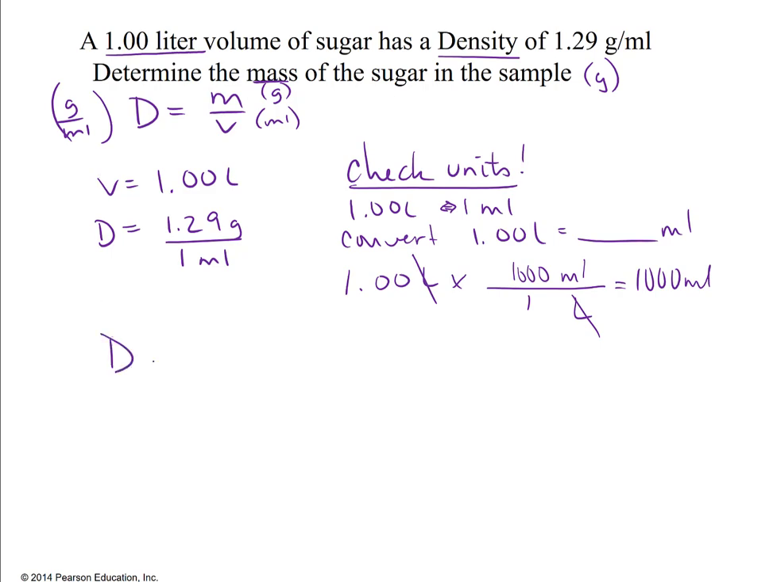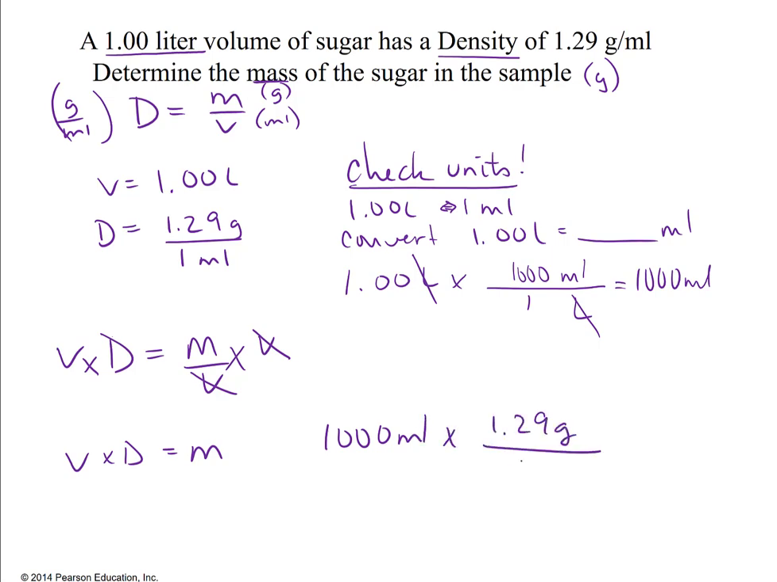So in rearranging this formula, I want to find M. So D equals M over V. Remember, in algebra, you can move a unit from one side of an equation to the other side by multiplying or dividing. So if I multiply both sides times V, volume will cancel, and so volume times density is equal to mass. Here's my volume, 1,000 milliliters, times density, which is 1.29 grams per 1 milliliter. Notice then, milliliters and milliliters will cancel. My answer then, 1.29 times 1,000, is 1,290 grams.